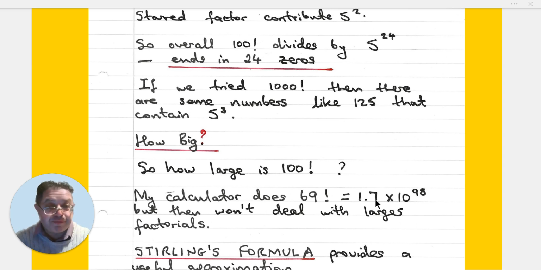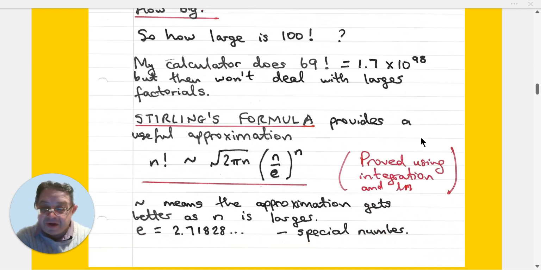You could try a spreadsheet or a more powerful calculator, which we will try in a moment, but first there's a nice formula or an approximation called Stirling's formula, and this says that n factorial is roughly equal to the square root of 2 pi n times n over e to the power of n. The wiggly sign means approximately, but it also means the approximation gets better the bigger n is.